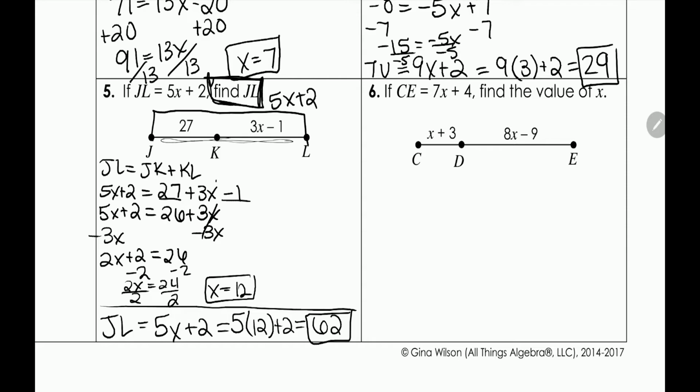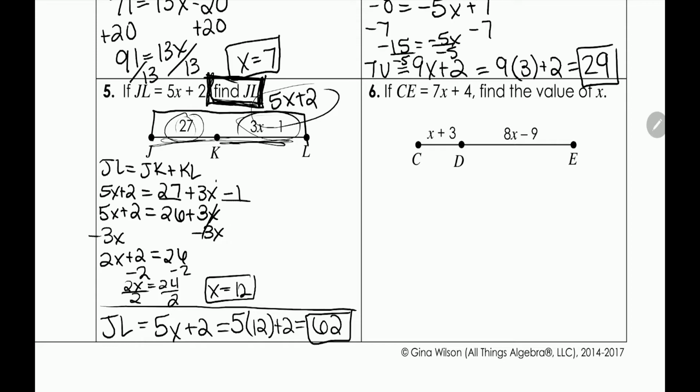So again, make an expression. The whole thing is going to be equal to the smaller parts added together. Plug in what you know, okay? And then solve for x, and if you need to, plug x in to the segment you're looking for.